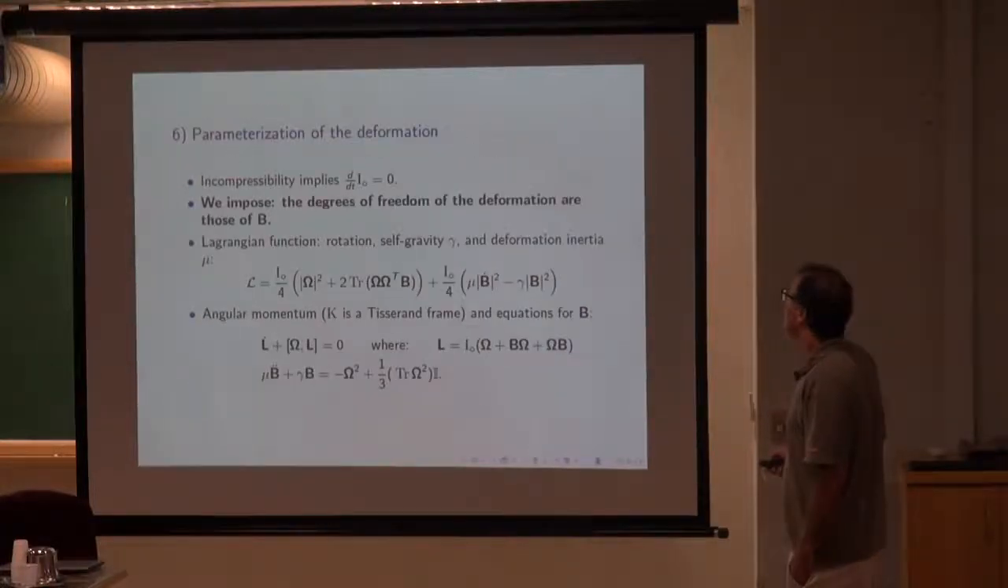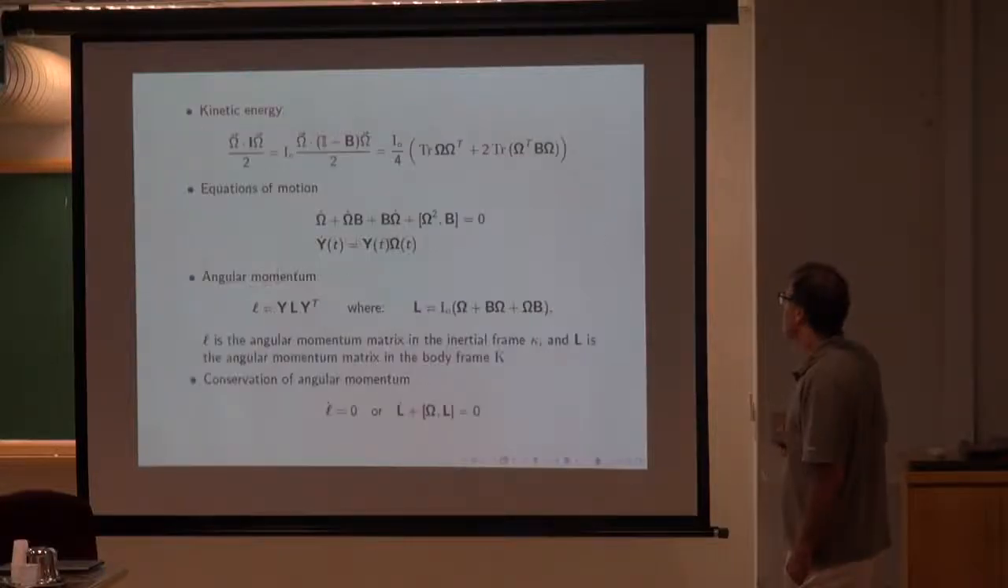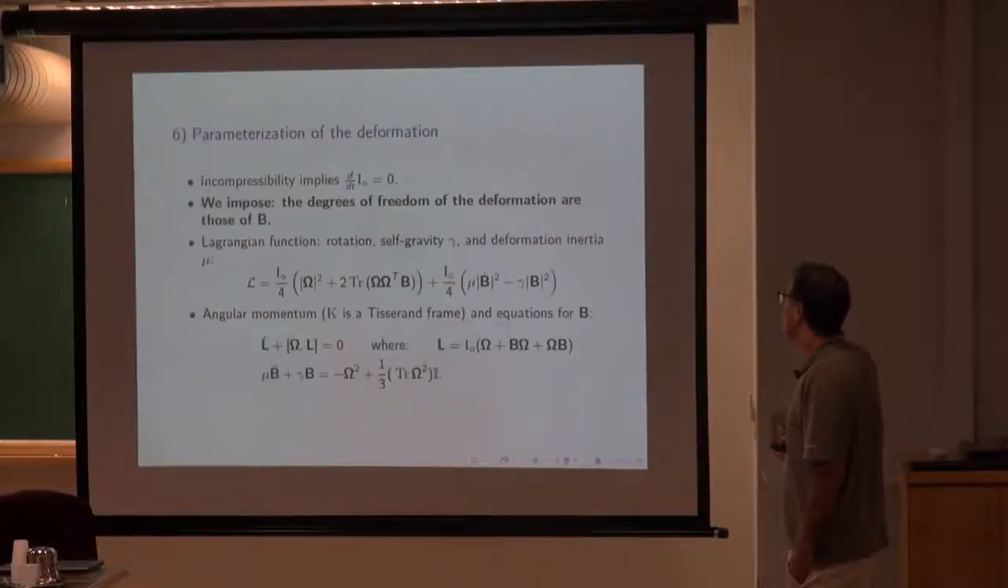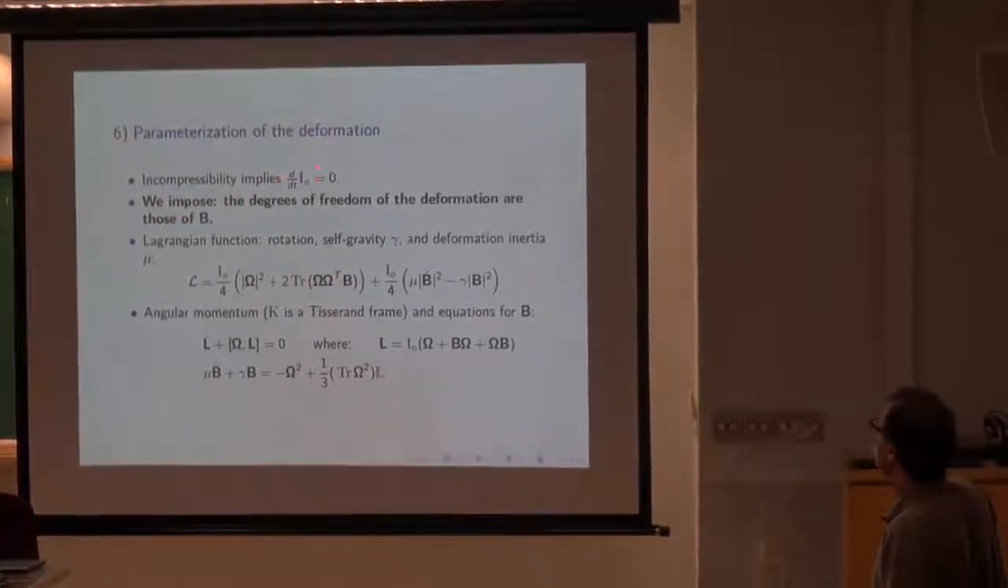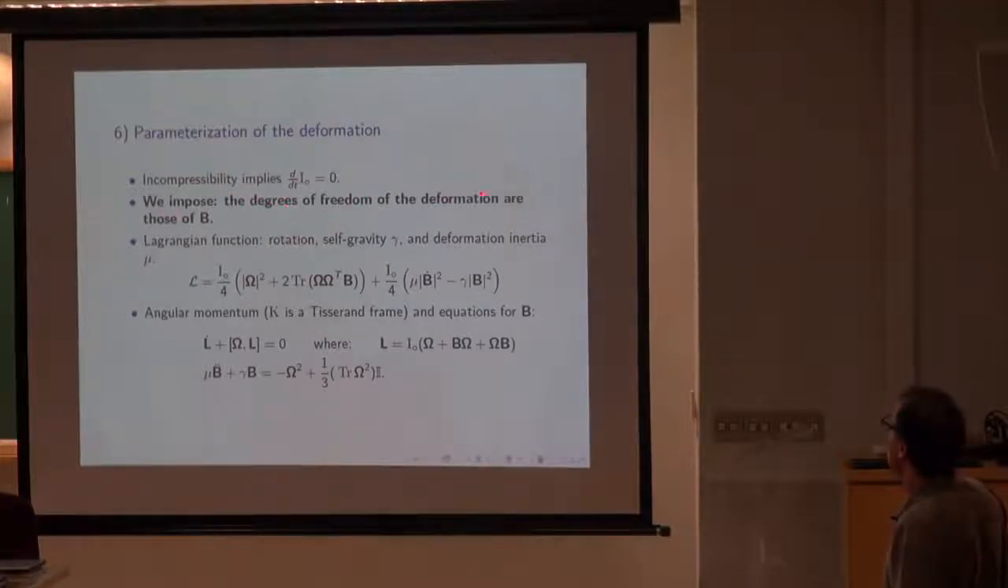So what do we do in the other model? Parametrization of the deformation. Here B is a constant, because the moment of inertia is constant. What you're going to do now is to parametrize the deformation. First of all, the incompressibility, that Darwin theorem, implies that the trace of the moment of inertia is constant in time. So this does not change in time, it's a fixed parameter. And we impose that the degrees of freedom of the deformation are those of B. In other words, in our Lagrangian, this is the rigid body Lagrangian, but now B is not constant anymore. B can vary with time.